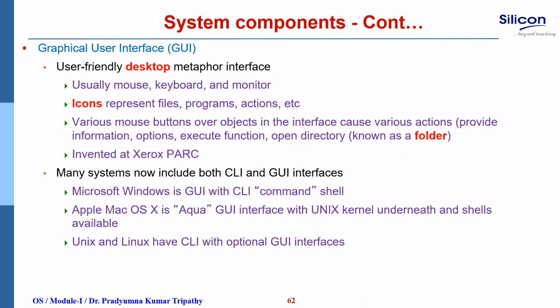Microsoft Windows is GUI with a CLI command shell. If you look at Windows, is it CLI or GUI? Windows is GUI, graphic user interface. However, you can type commands for execution. You can go to Windows Run and there you type CMD, so that you will get a prompt. And as you go on typing some commands, you will get the output immediately. So therefore, Windows provides both CLI and GUI.